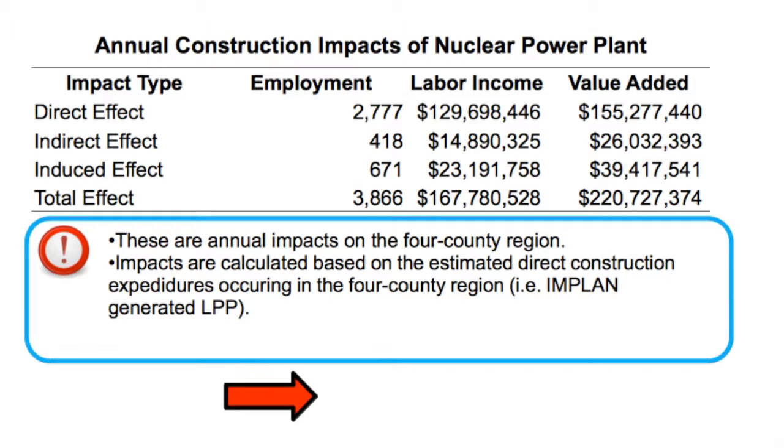Nuclear power plant. Again, as I mentioned, it was a little different the way we had to quantify it. So impacts tend to be generally very high during the construction phase. If we look at the employment, the total effect, including direct and induced effects, is almost 3,900 jobs. Labor income is going to be very high. You see it's almost $167.8 million in labor income. And the value added obviously also going to be very high, $220.7 million in value added. Again, tend to be very high because of the nature of that particular scenario. Very labor intensive, takes a lot of labor to complete this particular scenario.